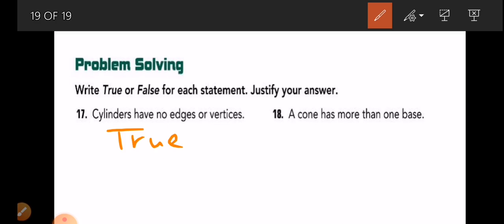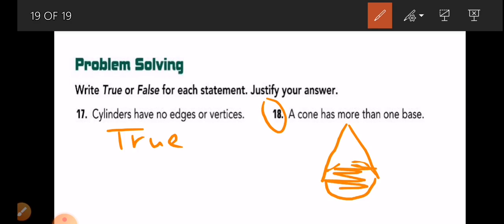Question 18: a cone has more than one base. This is the cone. Do I have in it more than one base? No, just one base. I don't have anything at the top, just one at the bottom. So this is false.